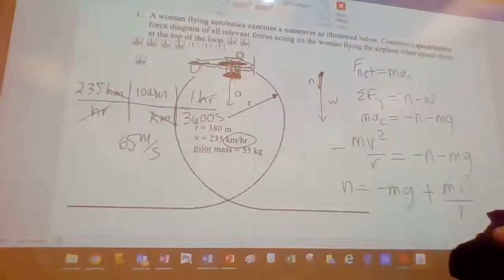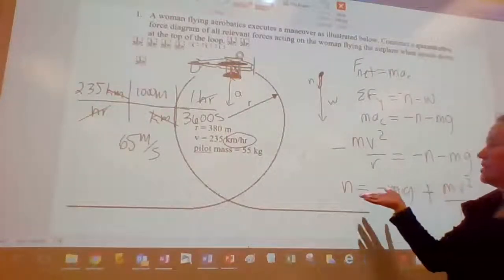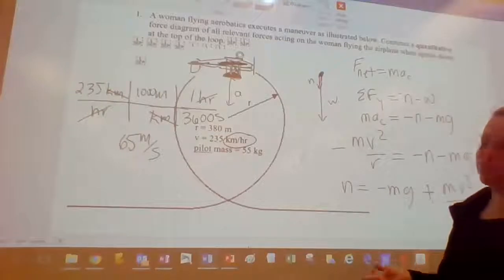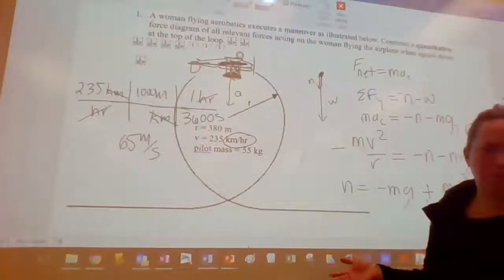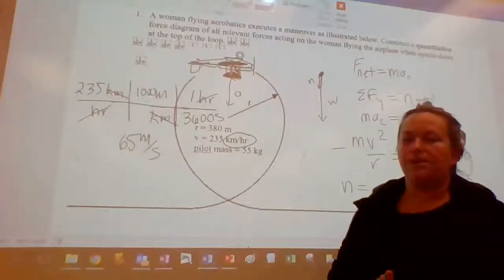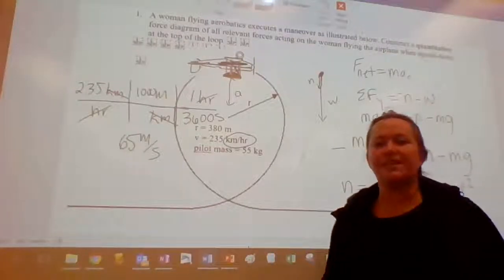That normal force is still pointing down. It becomes a positive number here because we moved it, but it's still a negative force vector. So hopefully that clarifies anything like that.